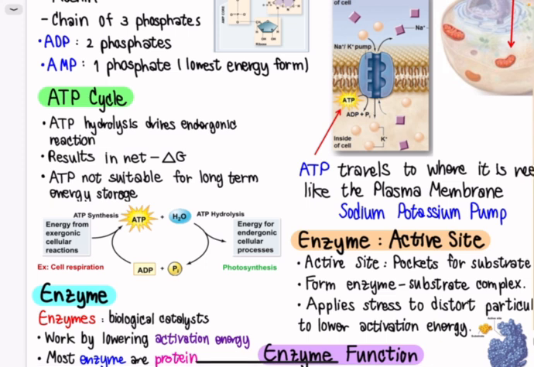ATP cycle. ATP hydrolysis drives endergonic reactions. Coupled reaction: the energy released by ATP is used immediately by the cell for an energy-requiring function, resulting in a net negative delta G. ATP is not suitable for long-term energy storage. Fat and carbohydrate are better. A cell stores only a few seconds' worth of ATP.